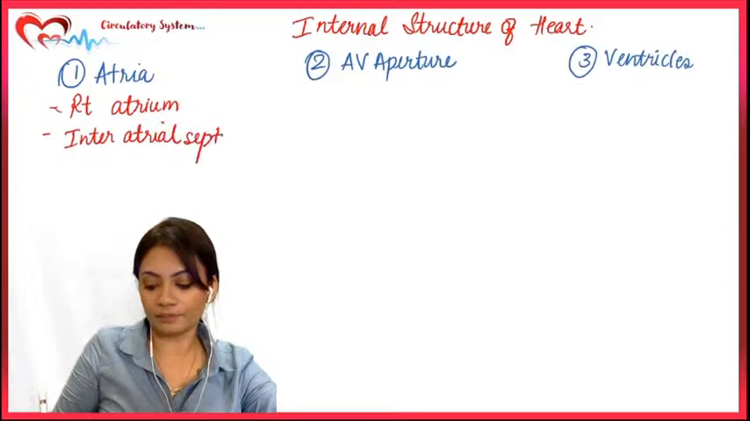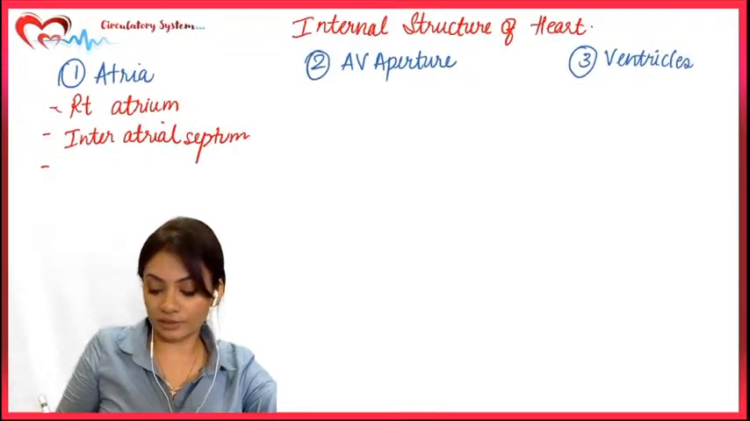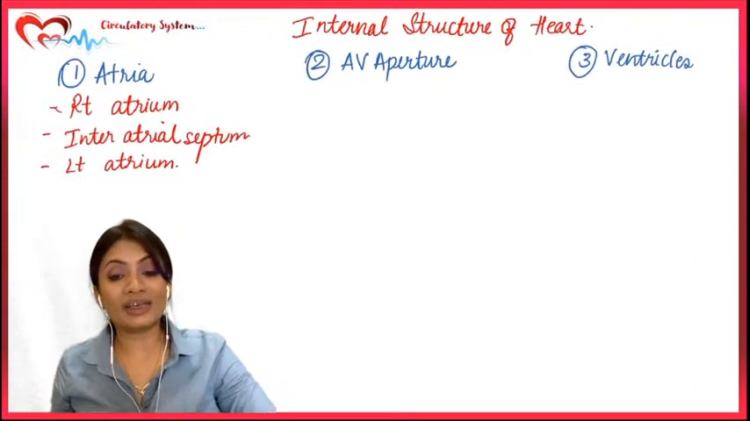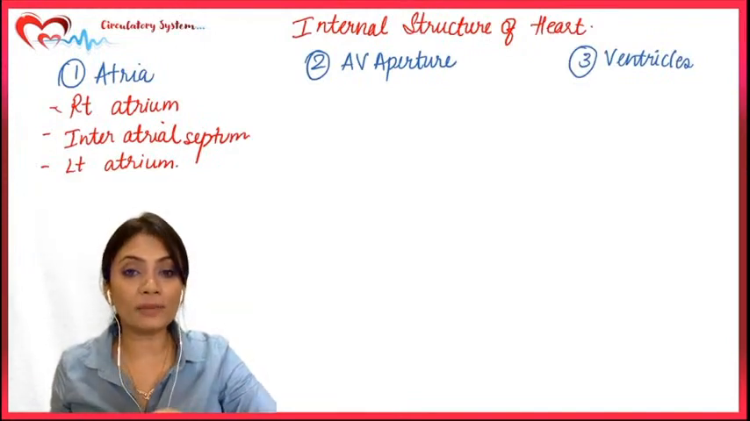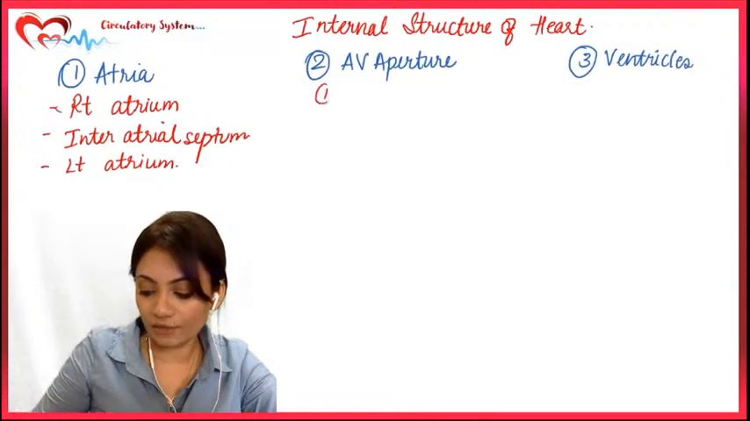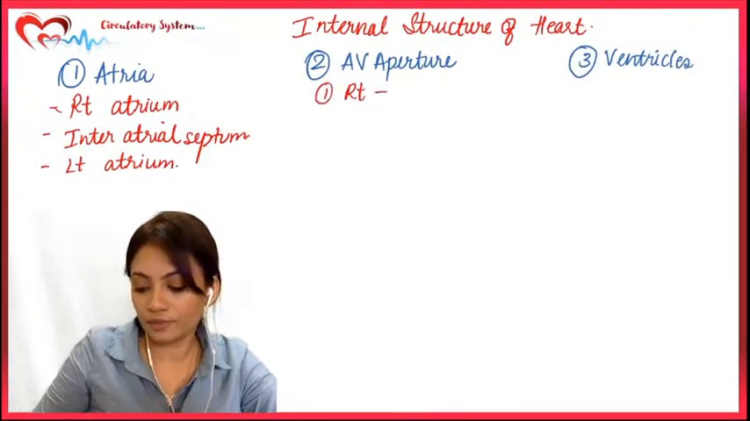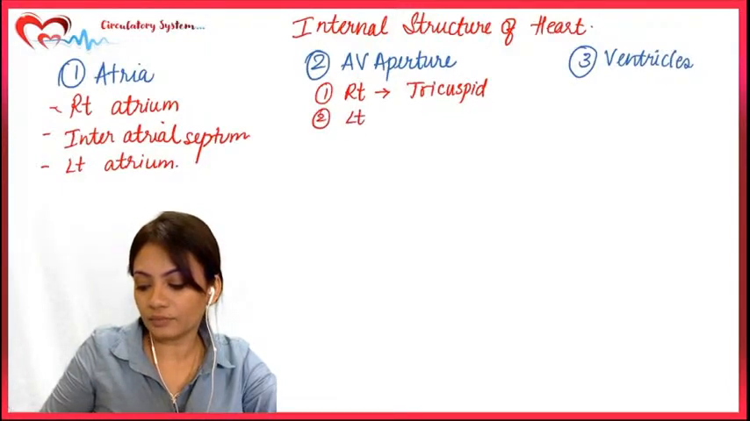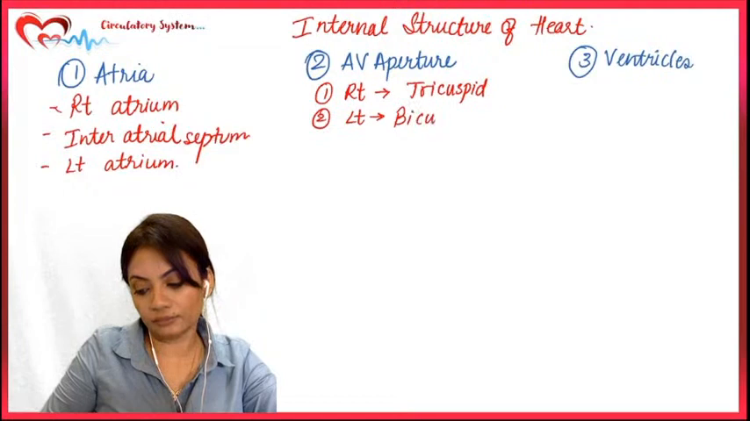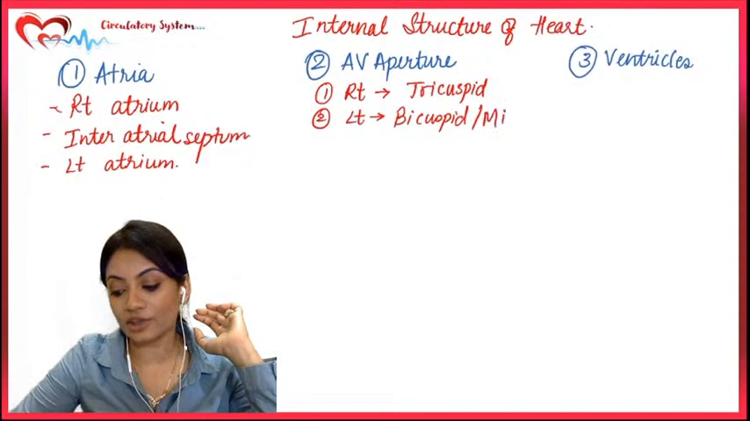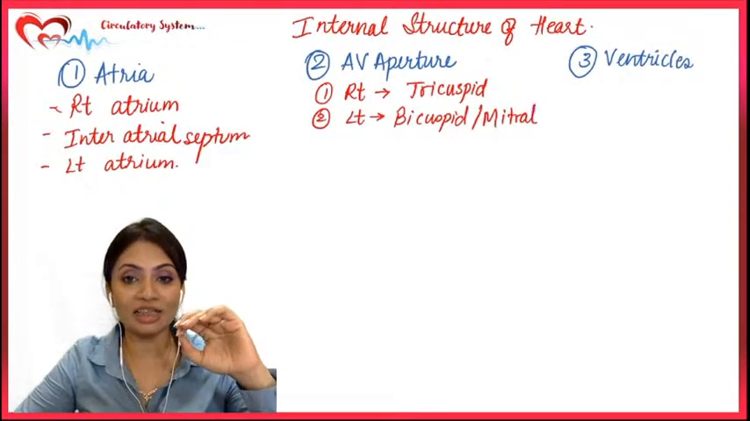Interatrial septum, didn't we? And after that we learnt about the left atrium. Alright, then we came towards the AV aperture. When we spoke about the AV aperture, or the atrioventricular aperture, on the right side there was a tricuspid valve. On the left side, it was called a bicuspid, or what else can we call it? Remember, it can also be called the mitral valve. Bicuspid or mitral valve.